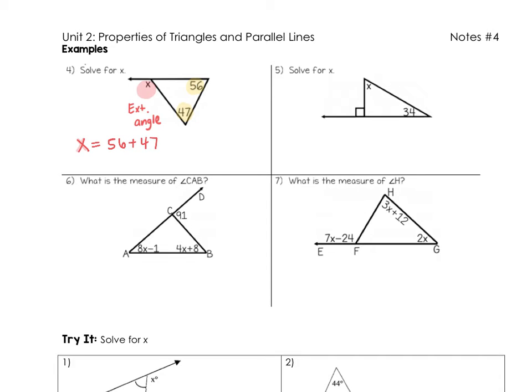So your angle on the outside is equal to the sum of the two remote interior angles. So take and add 56 and 47 to get 103 degrees. And that's it. That's our final answer.